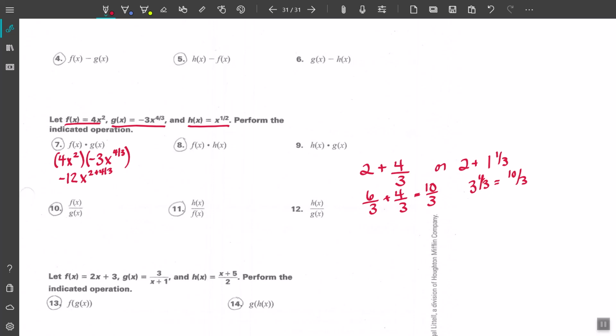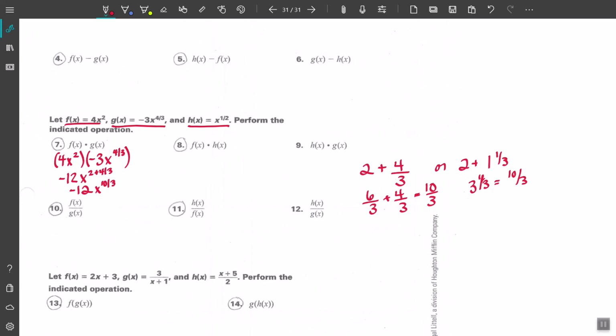How you get to 10/3, whether you go to a mixed number, then to an improper fraction, or if you just go straight to that improper fraction, doesn't actually matter, but we do want to write it out as an improper fraction. We don't want to have a mixed number up there as an exponent.